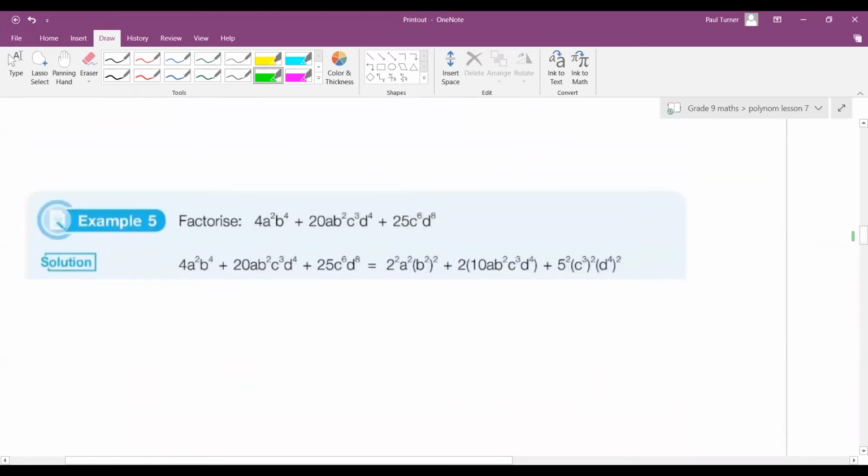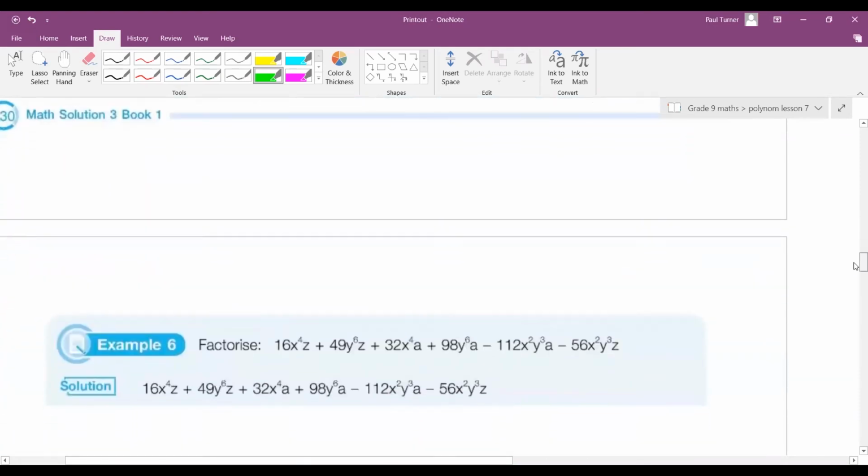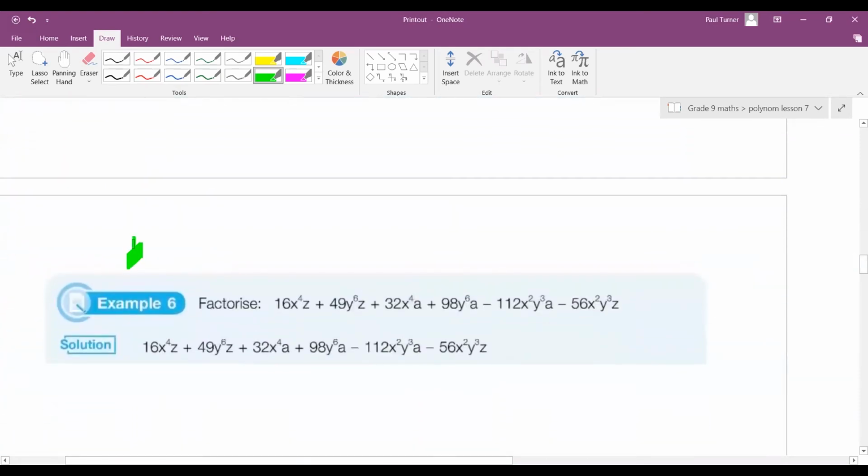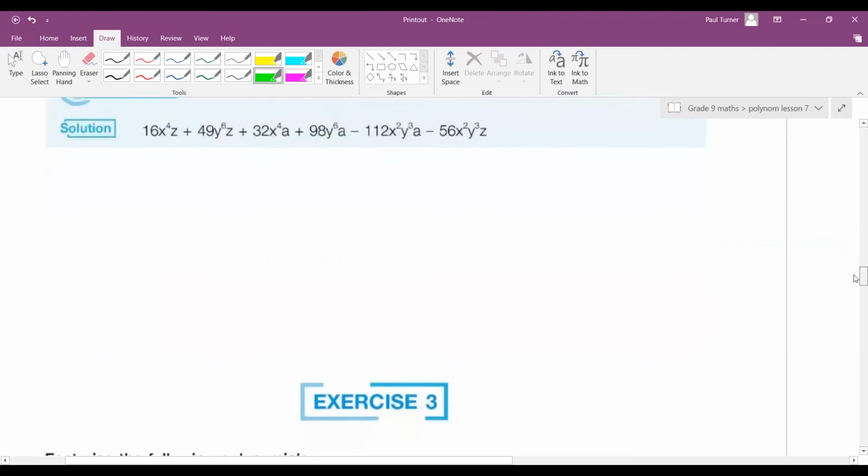Okay, example 5. Now with the last class, I skipped 5 and 6. They're done the same way, but I'll go through these tomorrow a little bit more because you're not going to finish today anyway, most of you. So I'll do these ones tomorrow. Now this one's a bit tricky because it's got 6 terms, so you're going to need to group terms together. I'll show you that one tomorrow. So don't bother about that one now.